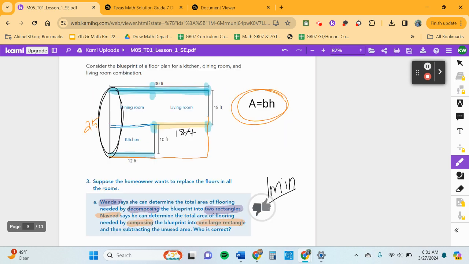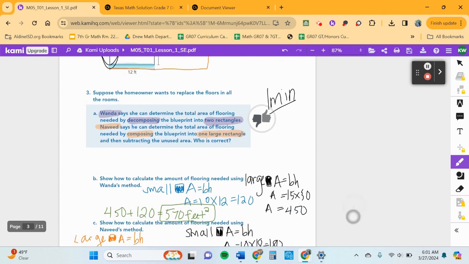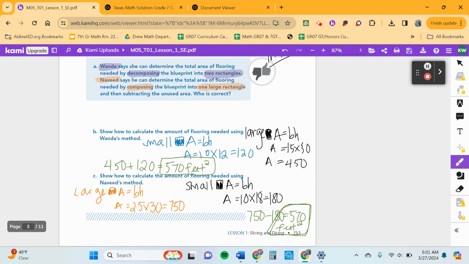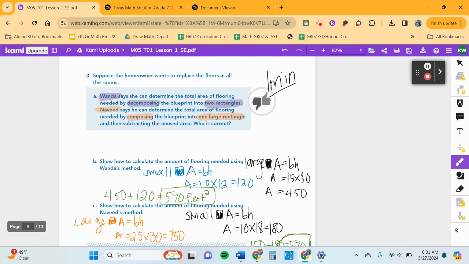Alrighty, now that you've had time to work, let's go ahead and review our answers. So, if you either did Wanda or Naveed's method, you would have gotten the same answer, which was 570 feet squared. With Wanda's method, which was B, notice I labeled and organized my work. I first found the area of the small square, and I literally wrote in blue, small square. A is equal to base times height. I always write my formula first. That is a good practice. Make sure you're always writing your formula first. Say it with me. Formula first.